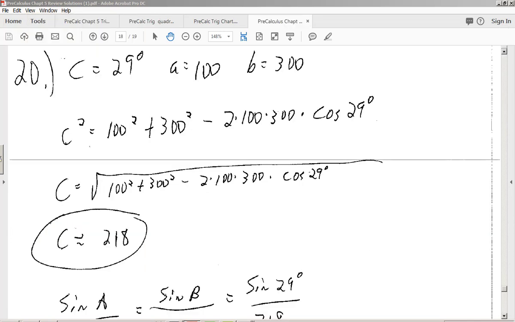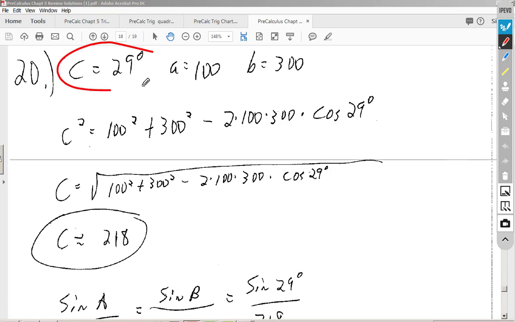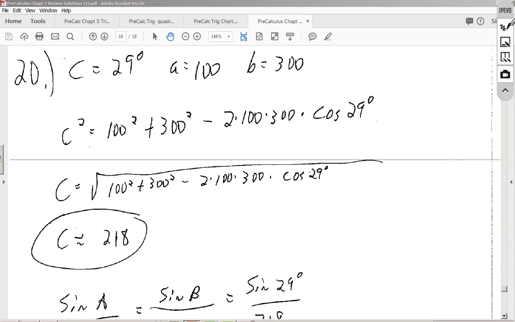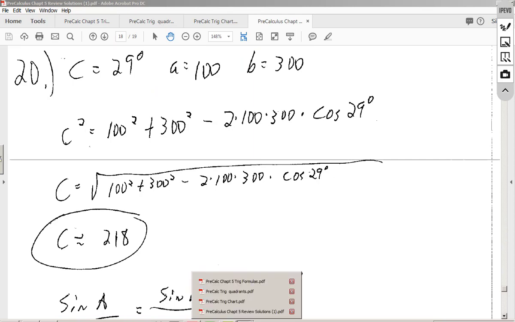Okay, on our next problem, problem number 20, we're still using the law of cosines to find the remaining sides and angles of the triangle. You're going to notice that the information that they give us is angle C is 29 degrees, side A is 100, and side B is equal to 300. So if you go to your formula sheet, we're going to go ahead and find side C first. If you look at your formula sheet, it will give you the formula for side C.